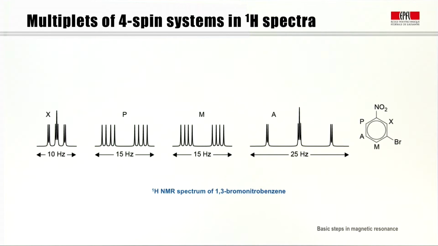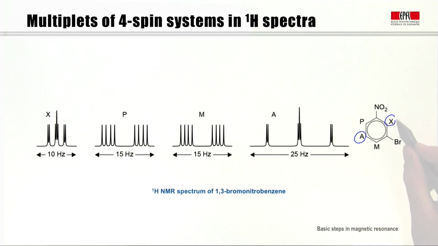In 4-spin systems, we have more complicated structures, as you might expect, but they're fairly easy to rationalize. In fact, we can simply take the proton NMR spectrum of dibromo-nitrobenzene. This is, of course, a very simple molecule. And we can see that we have here a proton A, which is squeezed between a proton P and a proton M. The ortho couplings here are not exactly equal, though they are similar.